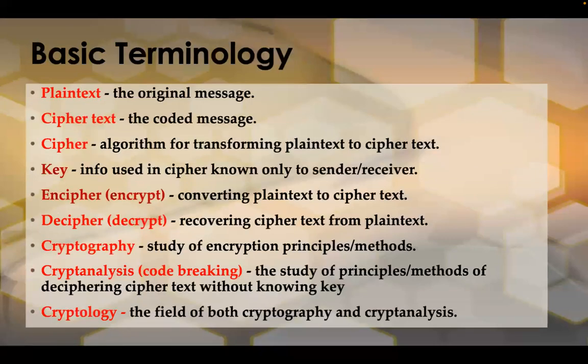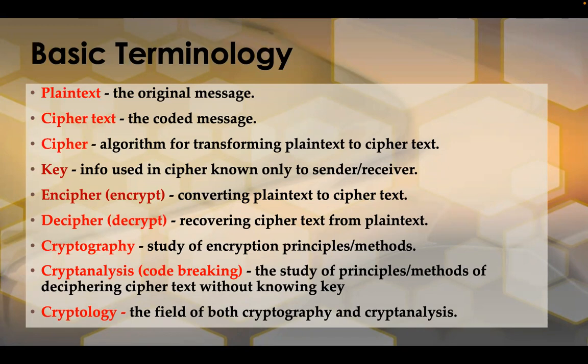Now we have to know some basic terminology to understand the Caesar cipher more deeply. First, we need a plaintext, which is the original message. Then, we need the ciphertext, which is the coded message. Cipher is the algorithm for transforming plaintext to ciphertext. And we need a key, which is information used in the cipher, known only to the sender and receiver.